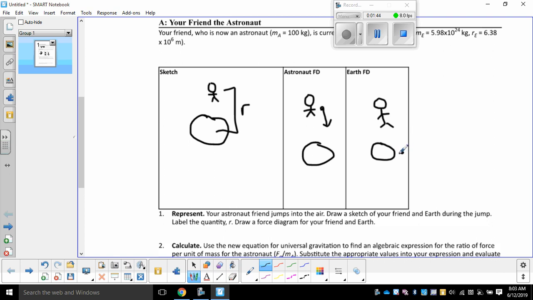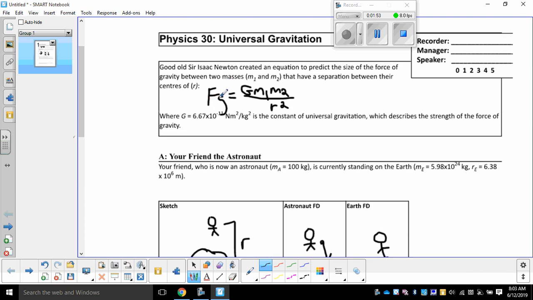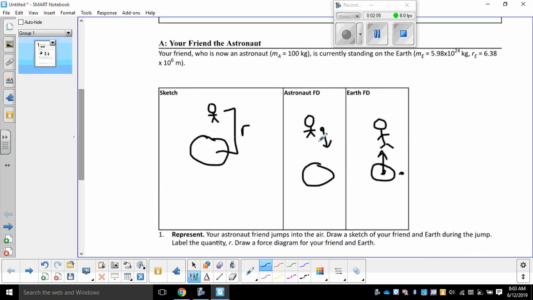These forces are both going to be calculated exactly the same way. G is a constant, the distance between them is the same, mass of Earth, mass of astronaut. It doesn't matter which one we put where. So these forces are equal. The only thing that's different is the direction. Okay, now it says calculate.